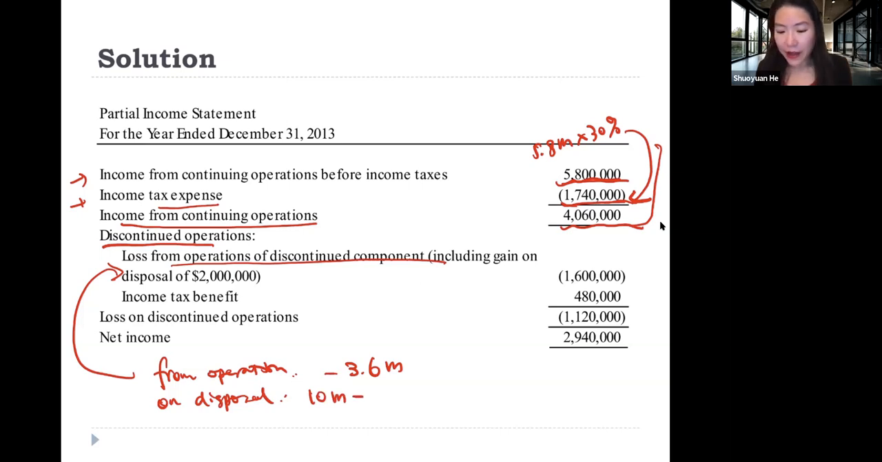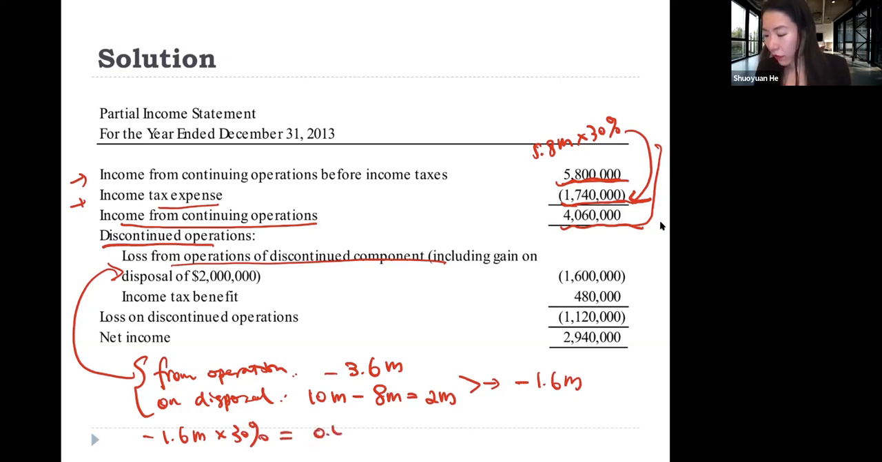And then the book value is 8 million. So we made 2 million from selling this operation. So the total of this is negative 1.6 million. And then negative 1.6 million multiplied by 30%. So that is the tax benefit we're going to get.